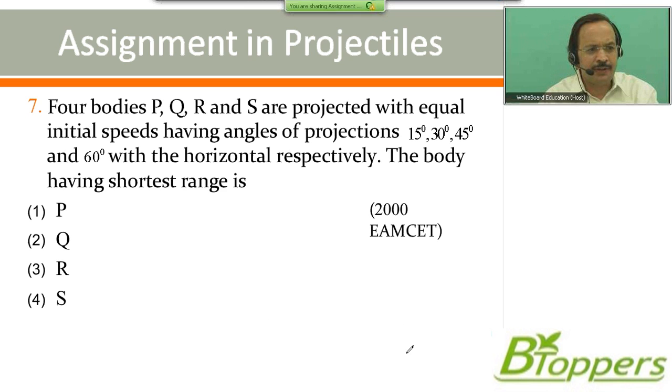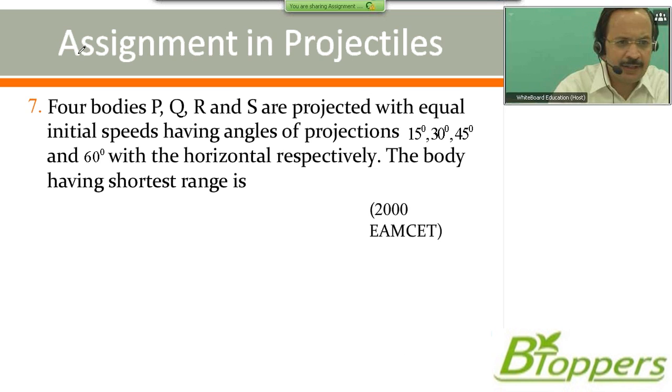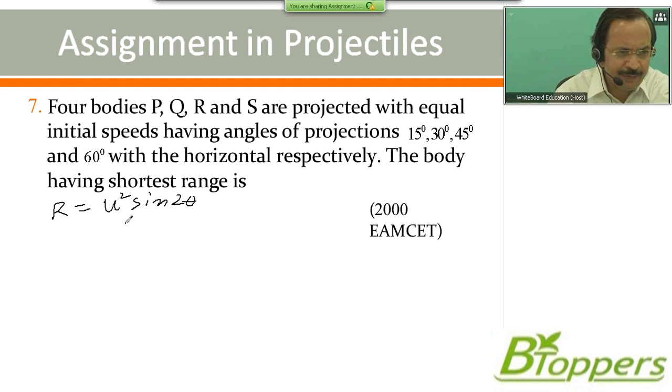So for a given initial speed of projection, the range is proportional to the value of sine 2 theta. So you can compare the values of sine 2 theta for the four ranges here. I denote the range by R. The horizontal range in terms of the initial speed of projection and angle of projection is given by u square into sine 2 theta by g. So for a given initial speed, the horizontal range is proportional to sine 2 theta.